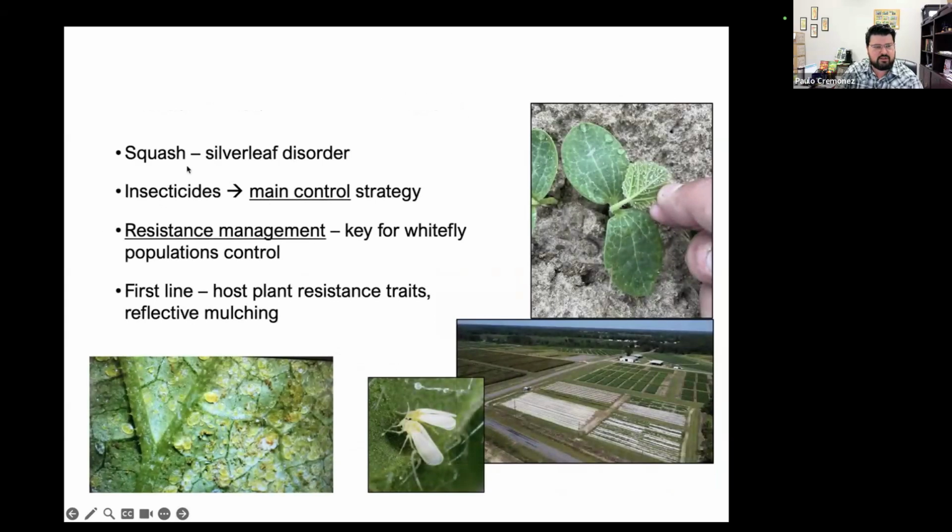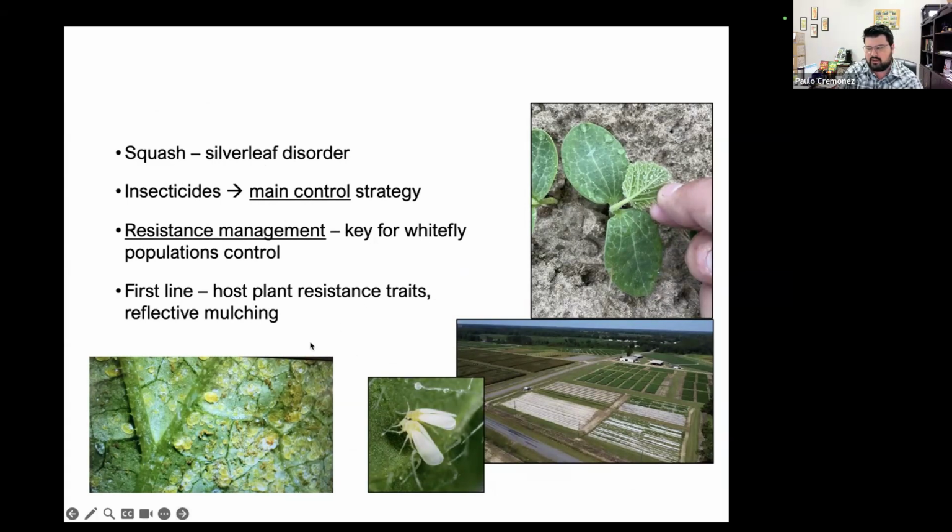So like I said, for the silverleaf disorder in squash, we still use insecticides there as the main control strategy, especially because we have this cotton and cucurbits mosaic of production here in the Southeast. So insecticide resistance management is key to control the populations. First line of defense is always using host plant resistance traits.